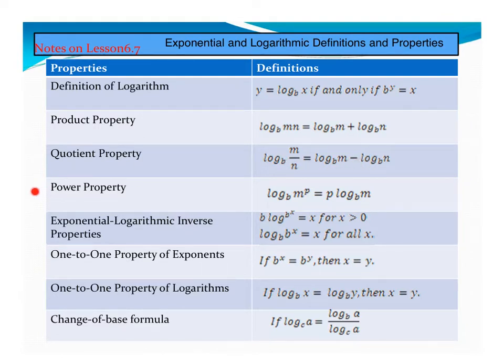Now the power property is also super cool. If I have an exponent on the m here, I can put it out in front, and boom, I've got p times log base b of m. Excellent stuff. Now I have the exponential logarithmic inverse. Basically what we're talking about is anytime you have the same base here, so log base b of b, log base 2 of 2, we get a base, and then we're taking the log of that same number. It just basically cancels out, and we're left with x.